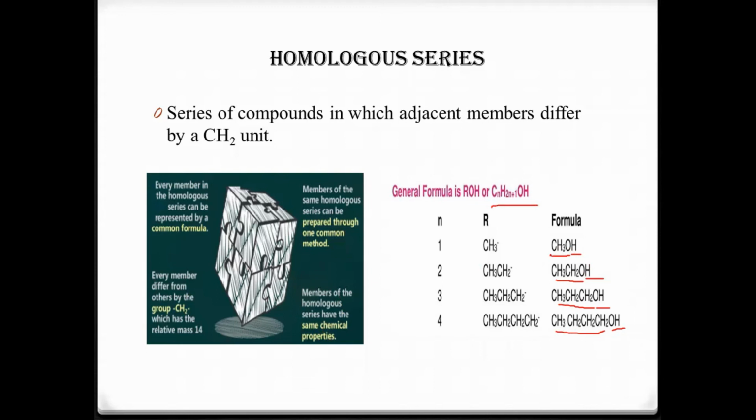Their physical properties like boiling point change, because chain length increases. Here you see that it has one carbon atom, here there are two, here three carbon atoms, and here four carbon atoms. So as chain length increases, molecular mass increases, and when molecular mass increases, boiling point increases.